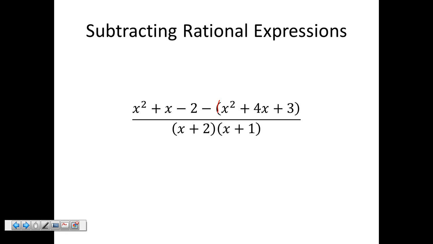These parentheses here serve to remind me that this negative right here goes to all three terms. That's the most common mistake that I see with people: they forget that that negative goes to all three terms. Leave the bottom factored out. Just combine your like terms on the top. Bada boom, bada bing, you are done.